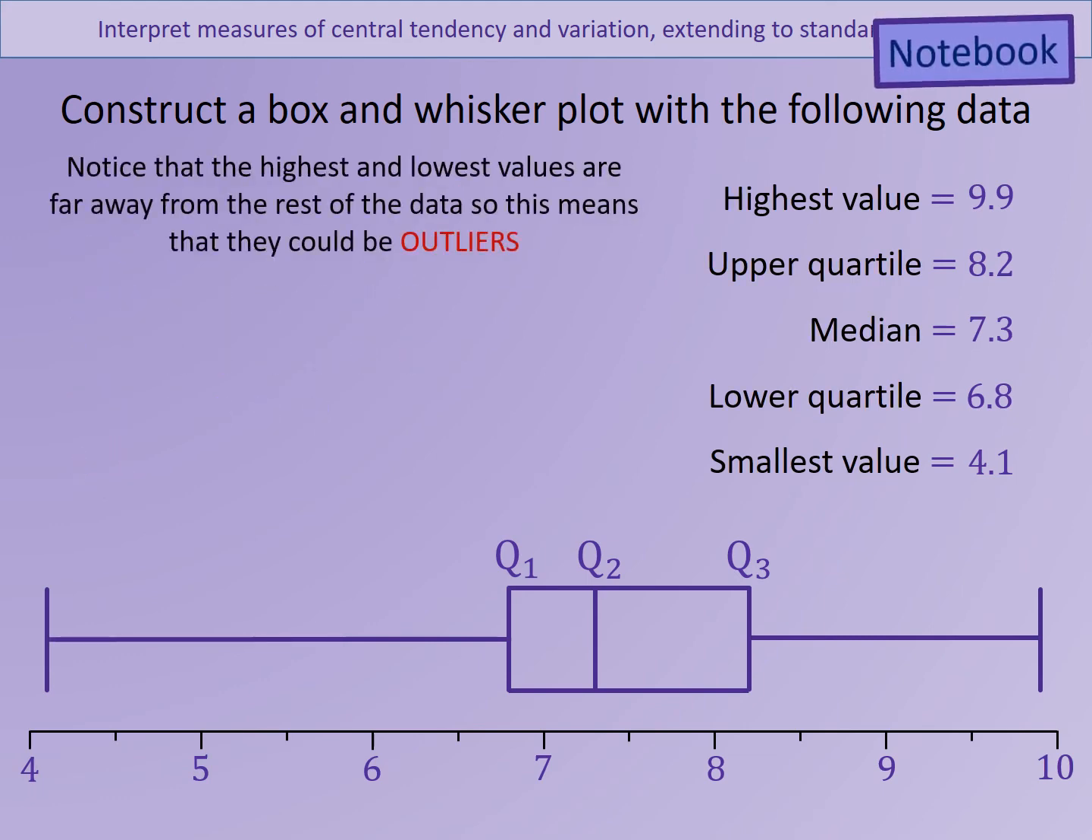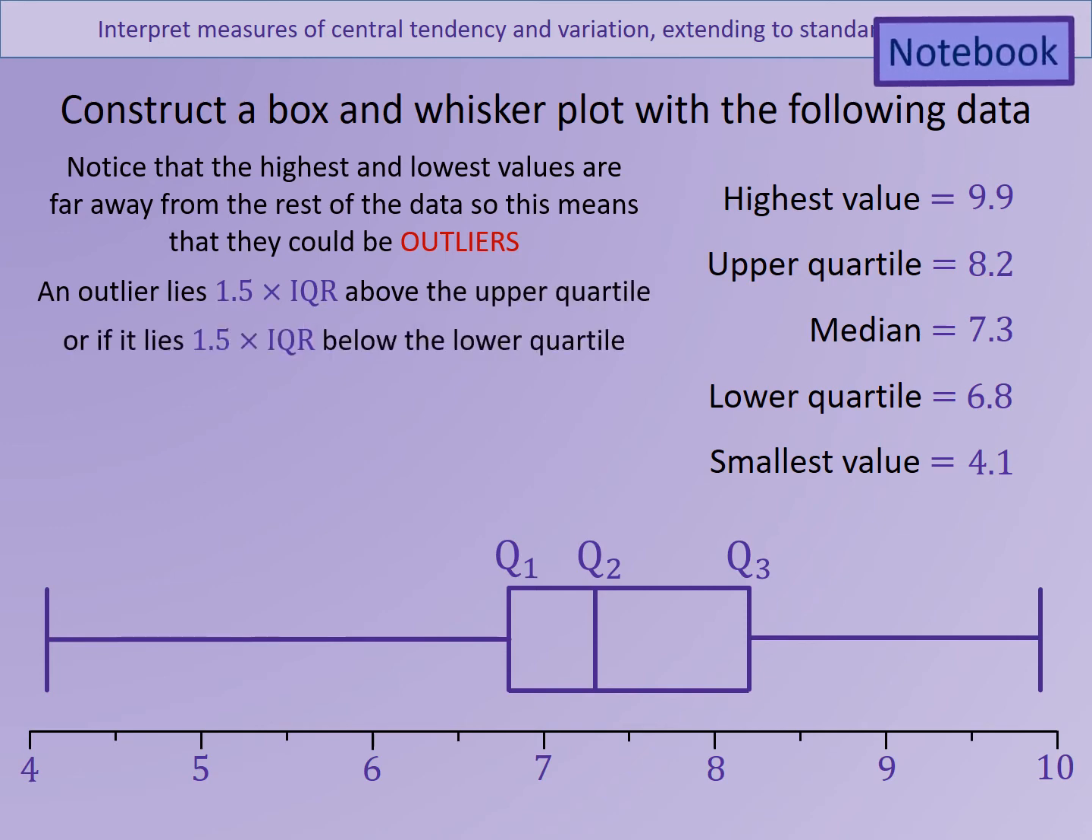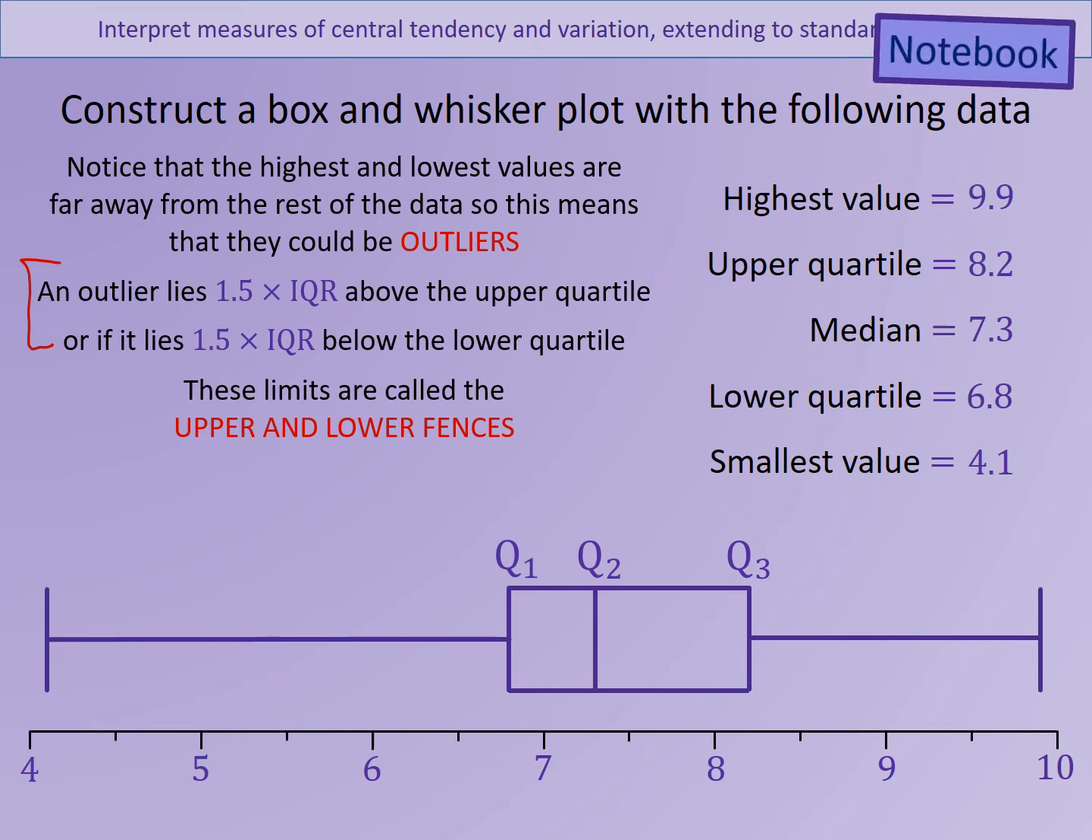One of the useful features of a box and whisker diagram is that it can easily identify outliers. Now there's a rule that is often used to work out outliers, and you have that here in the centre. We would say that a piece of data is an outlier if it lies 1.5 times the interquartile range above the upper quartile, or 1.5 times the interquartile range below the lower quartile. So let's work out what those boundary marks would be, and they are called upper and lower fences.